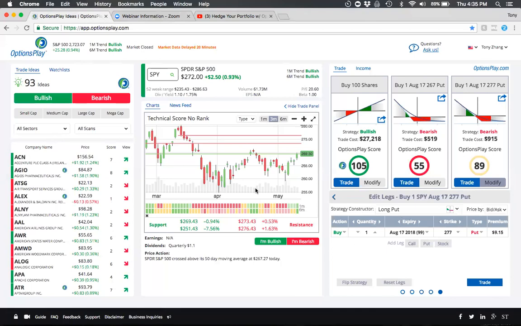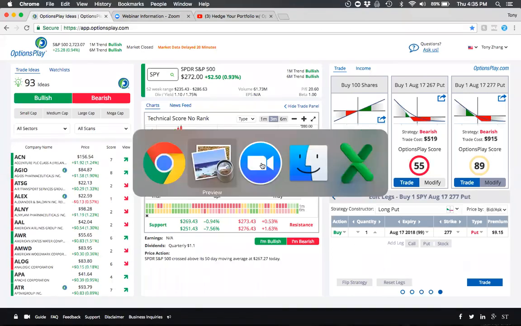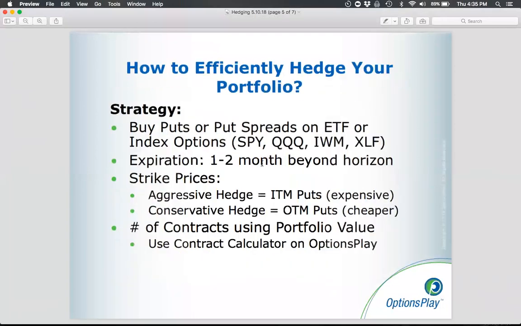Now, like I said, based on this slide here, I'm telling you to look at expirations 1 to 2 months beyond the horizon. That's why I selected a September expiration. If I expect a correction over the next 2 months, I'm selecting 1 month beyond that. And strike prices, like I said, if you want an aggressive hedge, you want to do in the money puts, and for a conservative hedge, you want to do out of the money puts. So those are the two things that I've selected in terms of strike prices. And lastly, you want to select the number of contracts using your portfolio value.